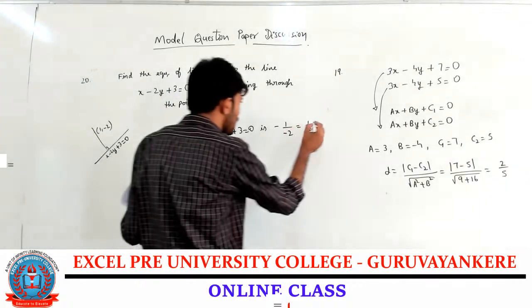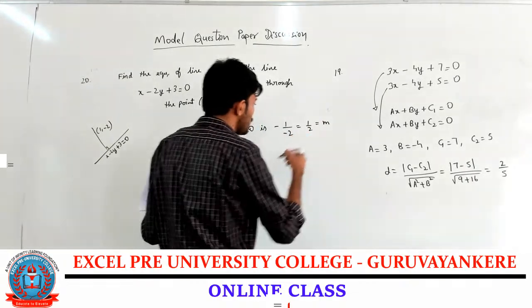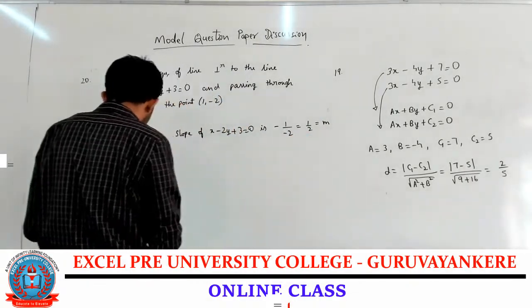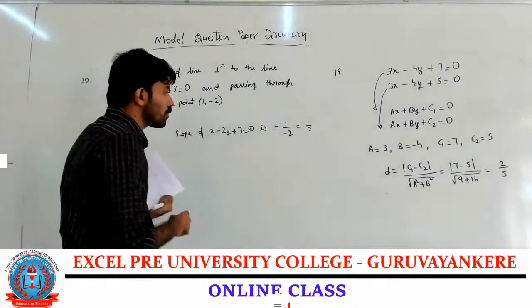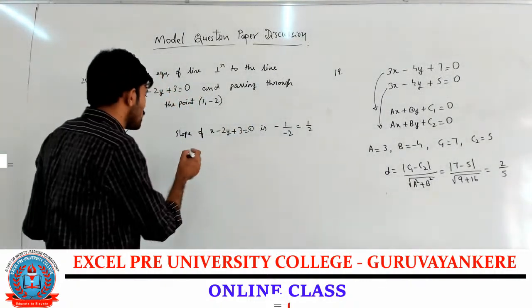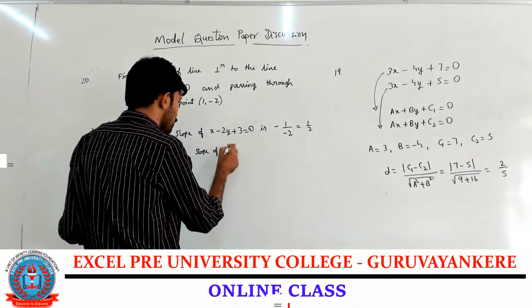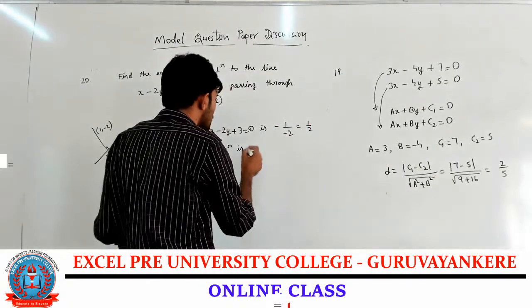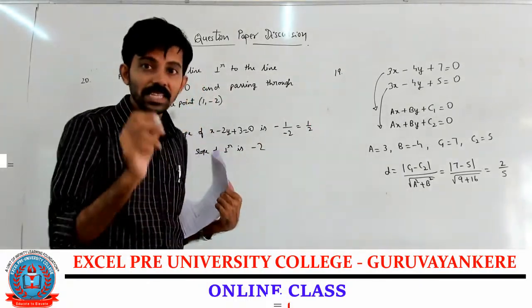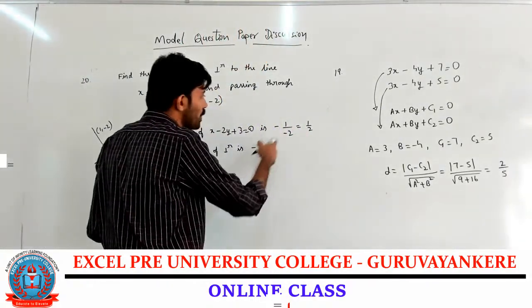Slope of the given line, you can call it m or m1, whatever. Slope of the perpendicular you will call it m2. Take this as half only. Slope of the perpendicular is the negative reciprocal. 1 by 2 becomes negative reciprocal, that is minus 2. Change the sign and take the reciprocal, correct? So that these two lines are perpendicular.